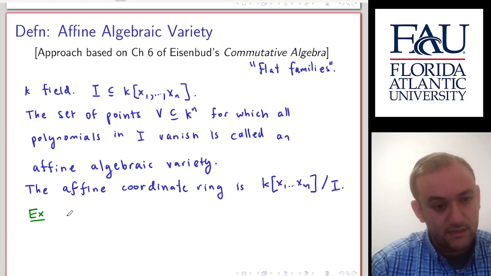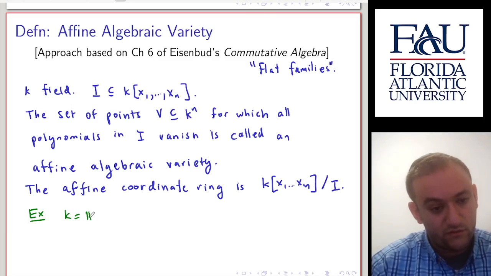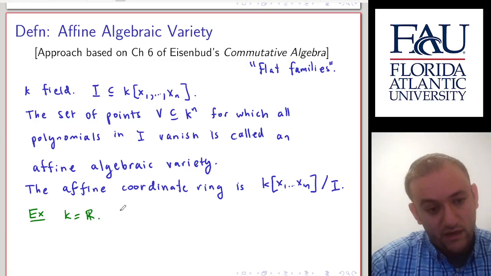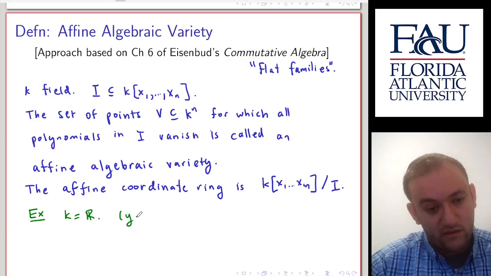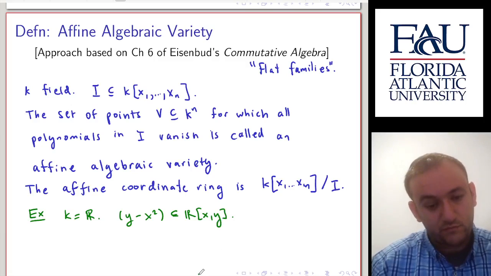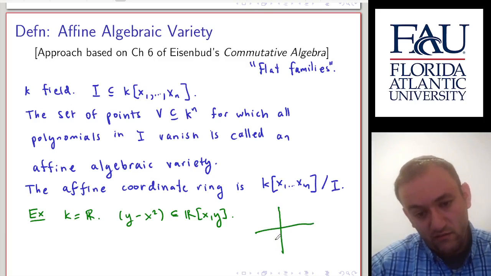So let's consider K. Let's let K be the field of real numbers, and we'll look at the multiples of y minus x squared inside the ring of polynomials in x and y.